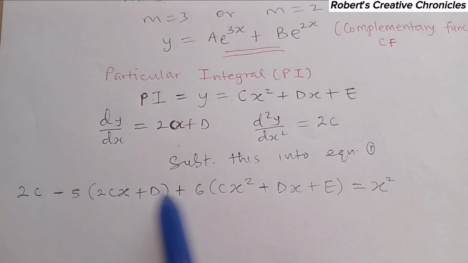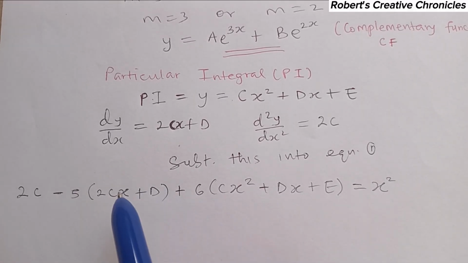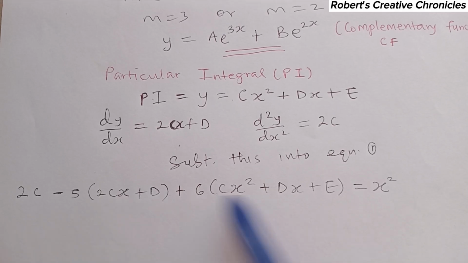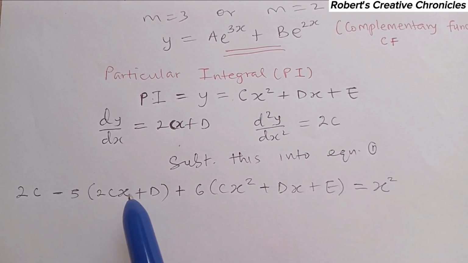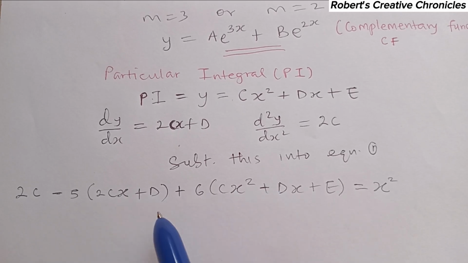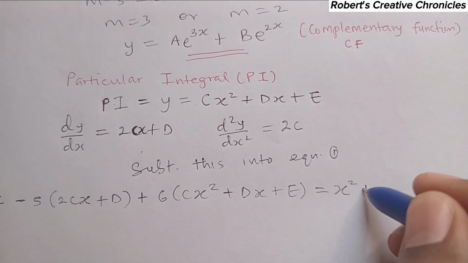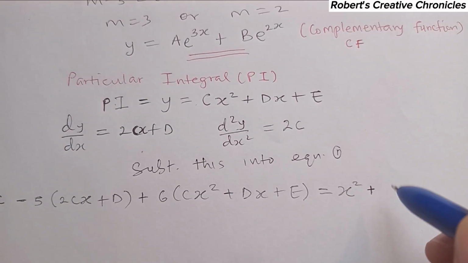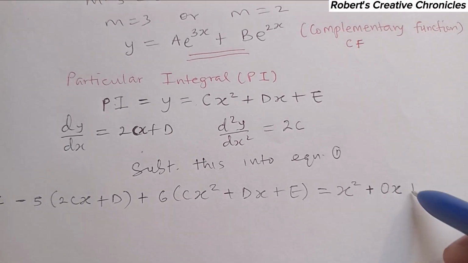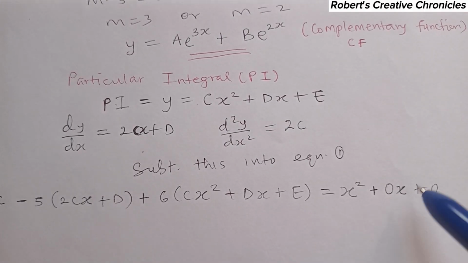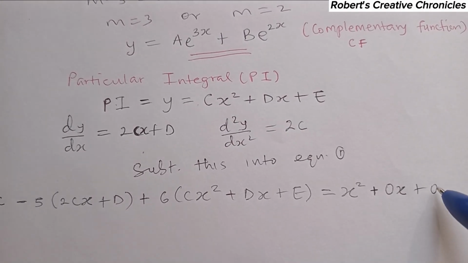Now, since we are comparing this and this, there's a value for x squared here, there's also a value for x here, and then there's a constant. So we'll express this in form of a complete quadratic equation. So it will be plus 0x plus 0, because there is no value for x here and there's no constant here.